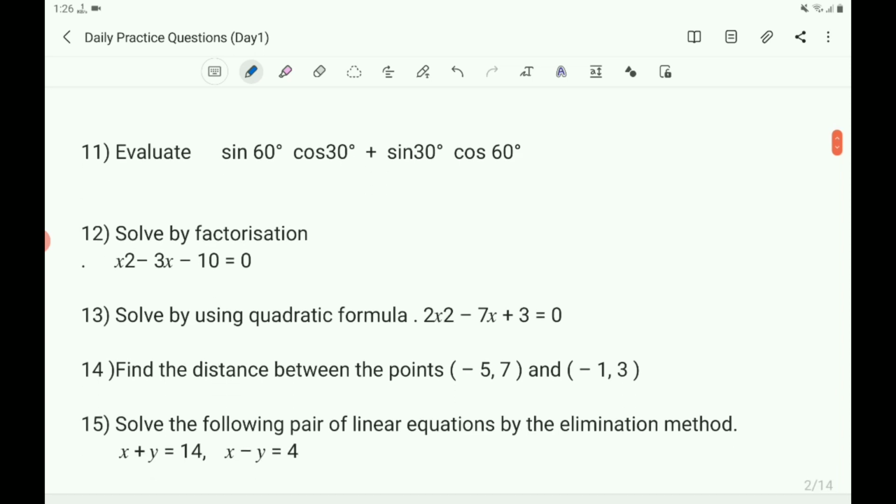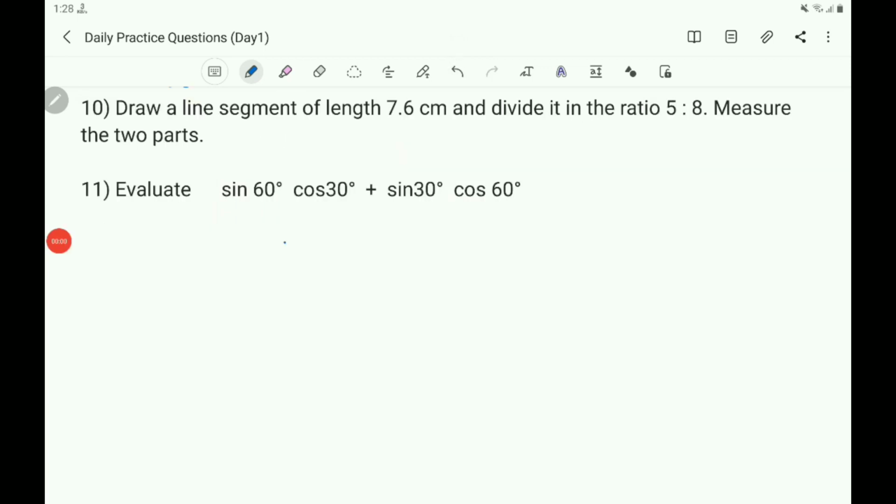Evaluate sin 60 degree cos 30 degree plus sin 30 degree cos 60 degree. To evaluate this, you must know the values of sin 60 degree, cos 30 degree, sin 30 degree and cos 60 degree. Without knowing the values, it is not possible to simplify or evaluate this. So first you practice the values of all these, and after that you can solve it.